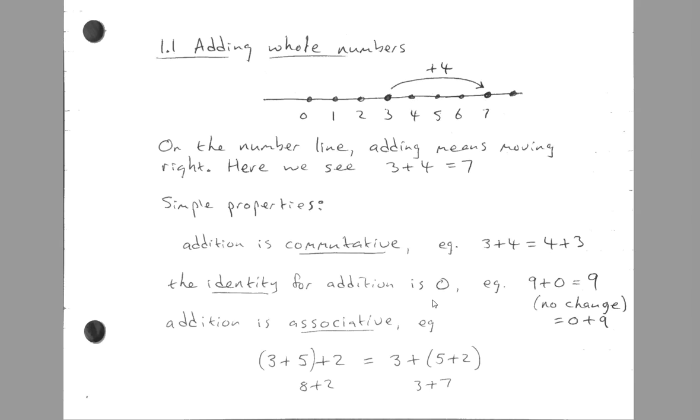There's a number that you can add on the left or the right, and it doesn't change the number. So 9 plus 0 is 9. 0 plus 9 is 9. So 0 is called the additive identity for addition. So it's the only number with that property. If you add any other number, it's going to change the 9. Okay, so any number plus 0 is just the same number.